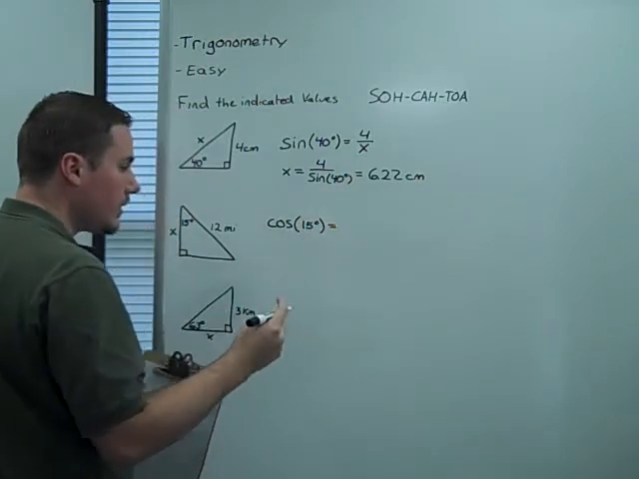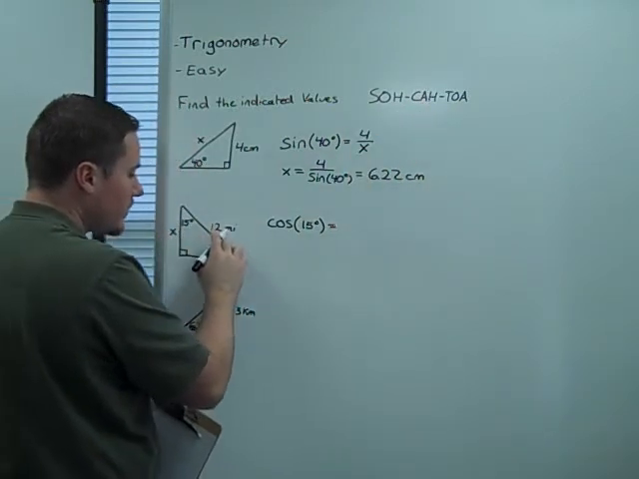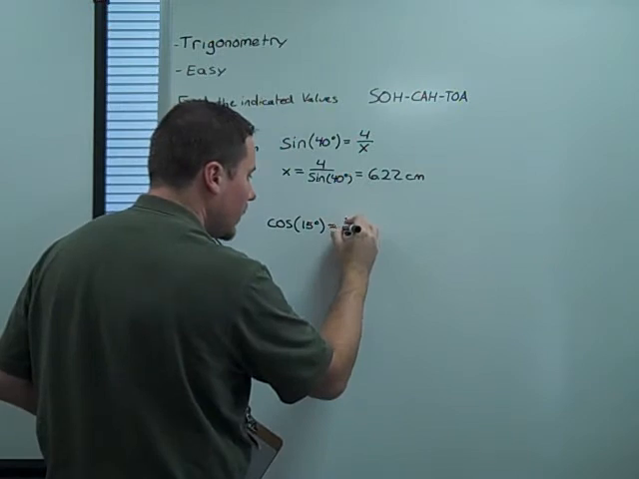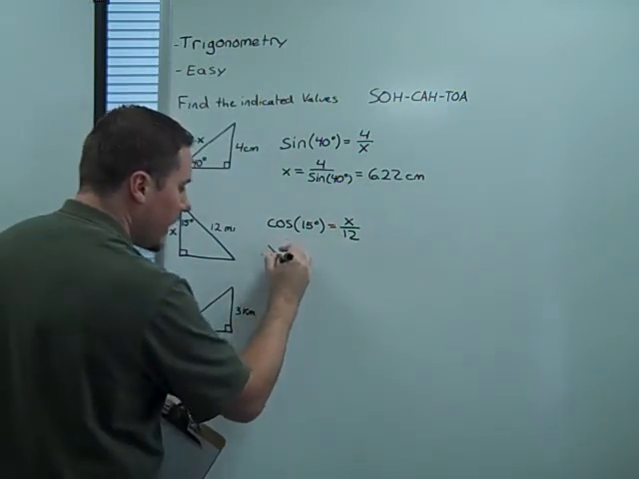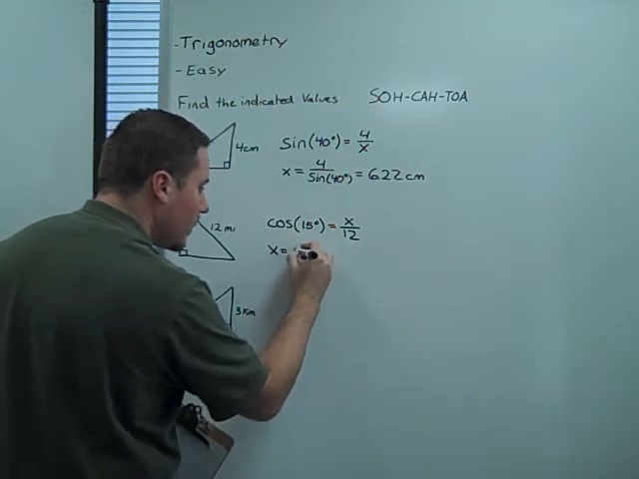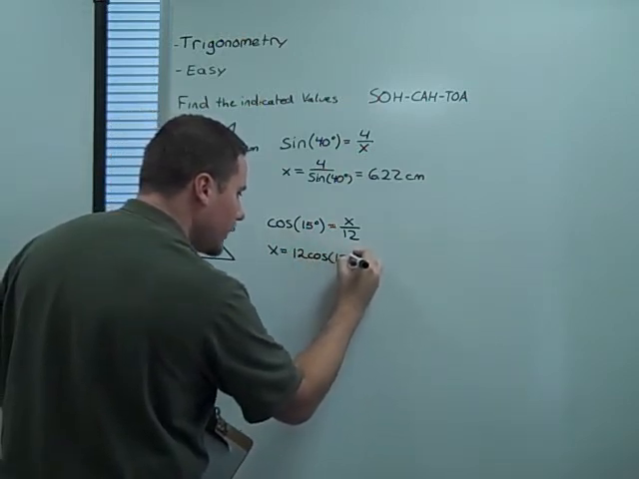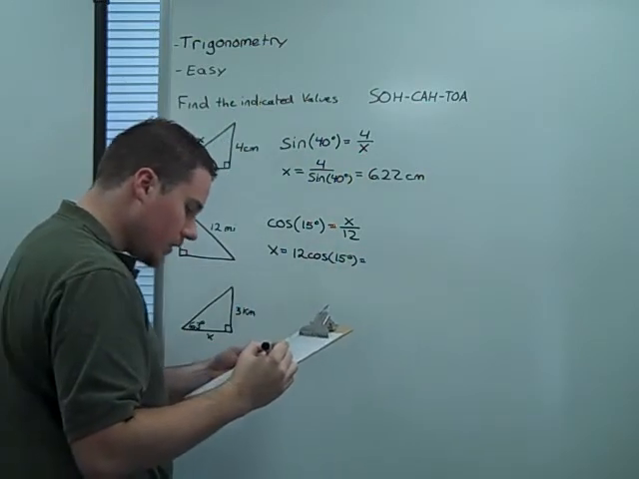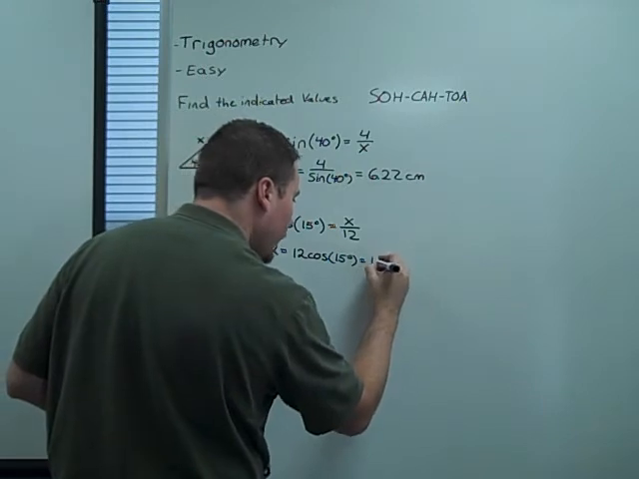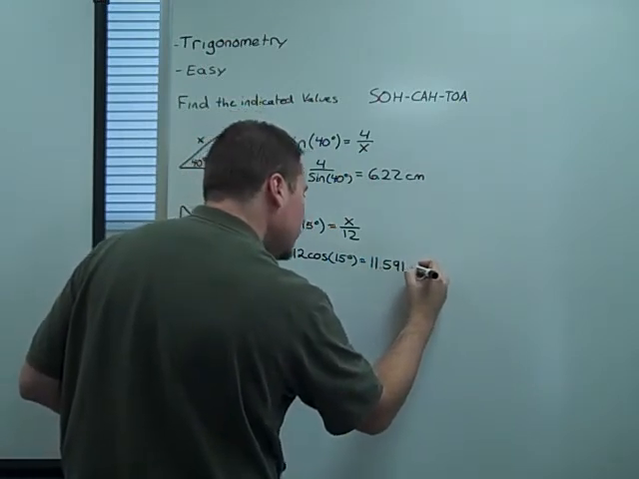is equal to, well, what ratio? Adjacent over hypotenuse. Adjacent is x, hypotenuse is 12. So cross multiply, and we have x equals 12 cosine of 15 degrees, which our calculator will tell us is 11.591 miles.